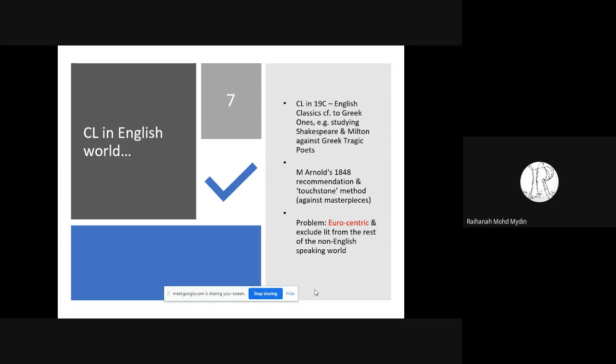You make a comparison between the writings of Shakespeare and the masterworks of the Greek poets, and to what extent Shakespeare's works and Milton's works and all of these English writers from the English literary canon have reached the level of the masters, right? But again, like I said, the problem with this definition is that the worldview is very much Eurocentric, right? It excludes literary traditions from the rest of the non-English speaking world, right?